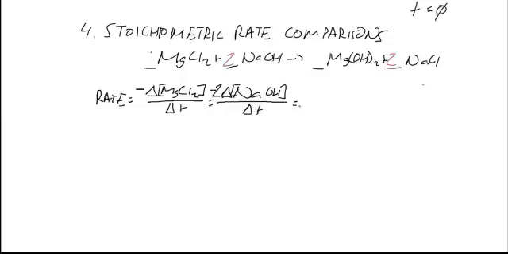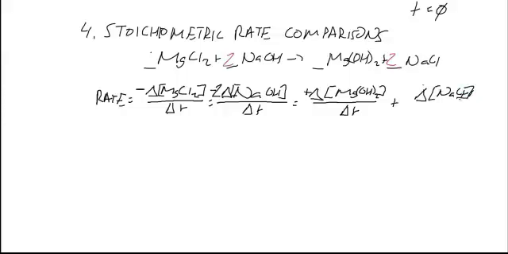And then if we compare these to our products, so if we compare it to magnesium hydroxide, the rate of what we call formation of magnesium hydroxide is equal to the rate of magnesium chloride's disappearance. Okay, so they are just opposite signs, but the same rate. And then the other thing we can equate this to is the formation of sodium chloride.